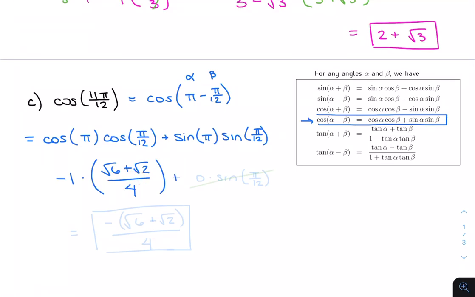And then we're going to evaluate sine of pi. So sine of pi is actually 0. So because that's 0, we don't actually have to worry about this sine of pi over 12, because whenever you multiply anything times 0, this whole thing is going to be 0. So that's going to cancel out. And so we're going to be left with negative square root of 6 plus the square root of 2 all over 4. So this is going to be our final answer.